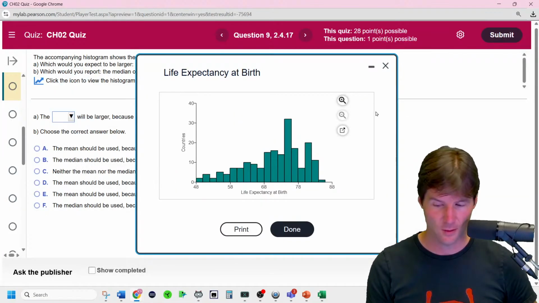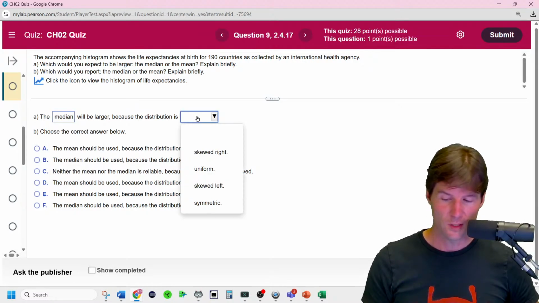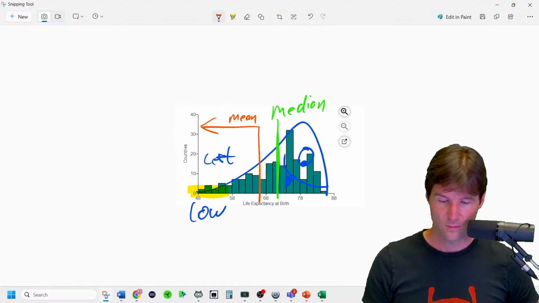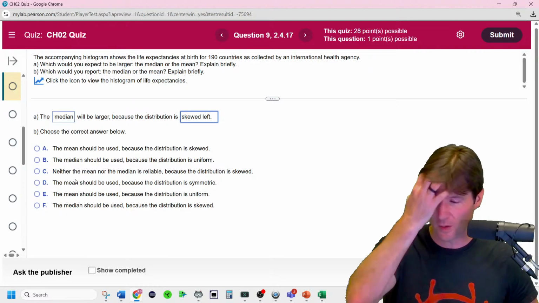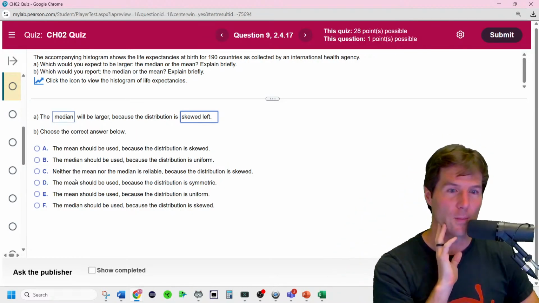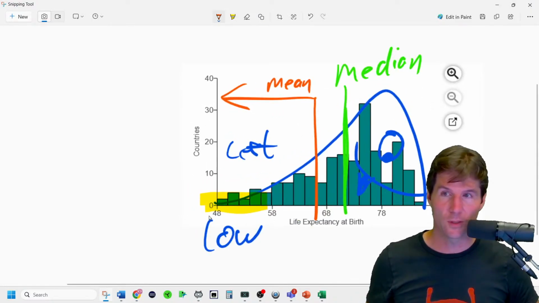Let's see if this helps us out. The blank will be larger, the median, because it's skewed to the left. We see that visually right there. Choose the correct answer. Well, what do you think we should use for the measure of center? Mean or median, and why? You just answer what we should use. What is the correct measure of center to report for this distribution?